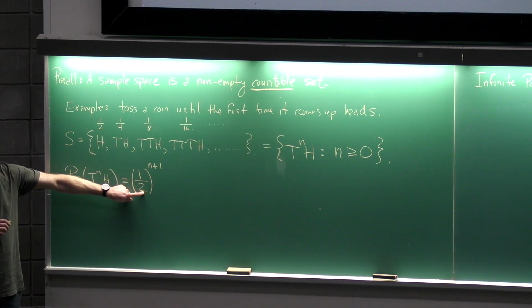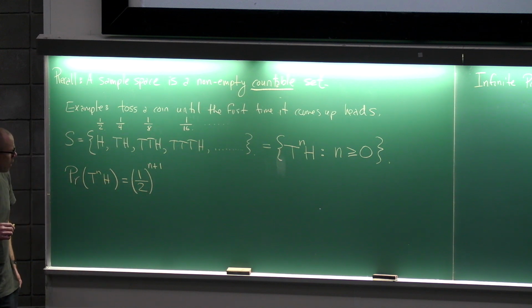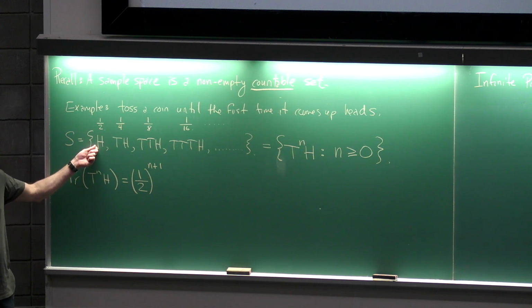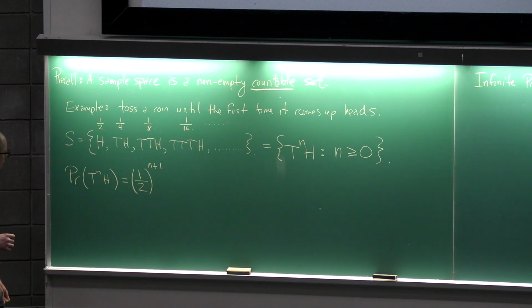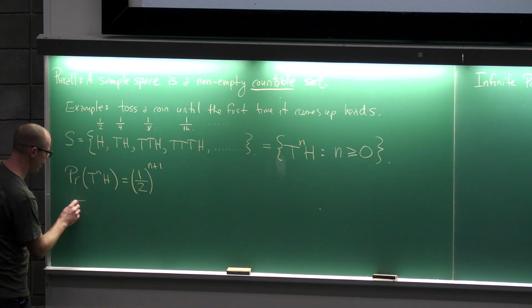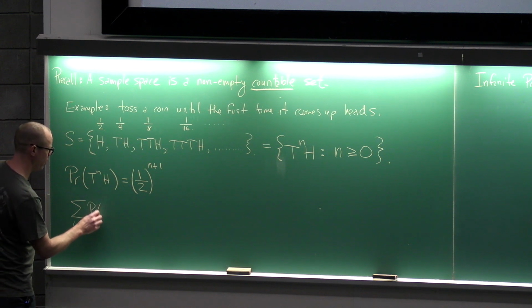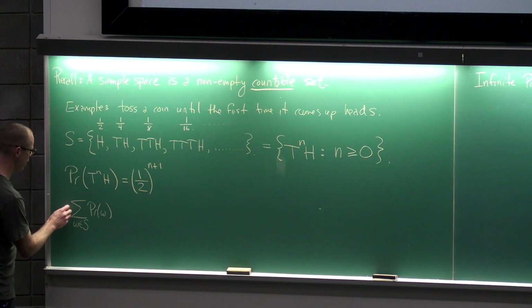That's not a problem. But the main one, the important one, is that the sum over the whole set S of the probabilities should be 1. So some outcome has to happen. So we need to check that. That rule says that the sum over omega in S of the probability of omega should be equal to 1.